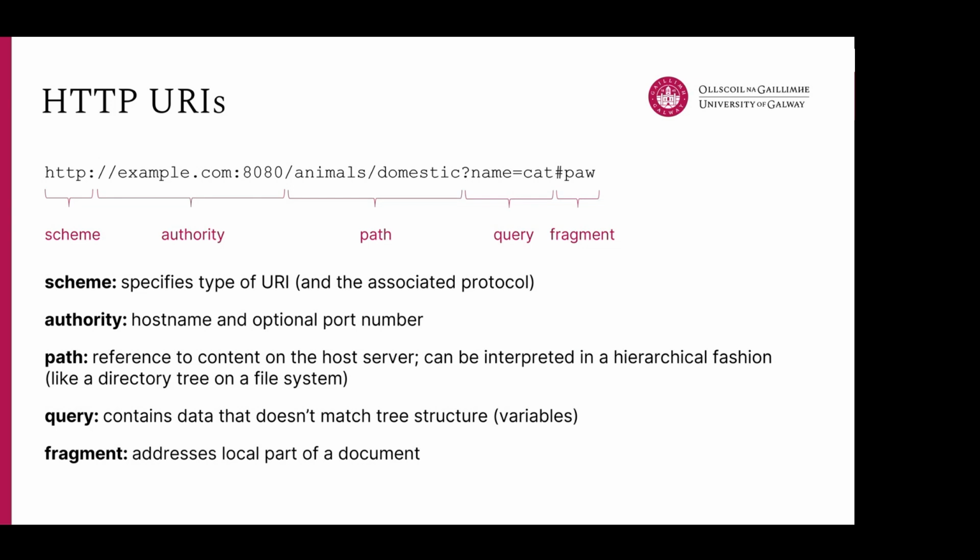But then in HTTP URIs, you can have an optional query. It's everything that comes after the question mark sign. And here, for example, we have a query, and we ask for a variable called name, and it has to be called cat. And then we can have a fragment. A fragment is everything that comes after a hash symbol. And here it's paw as an example. So this unique HTTP URI points to a cat paw object. Okay.